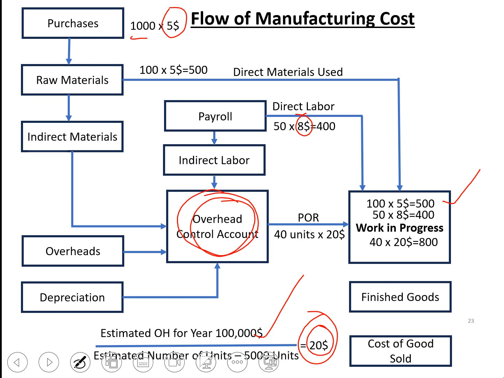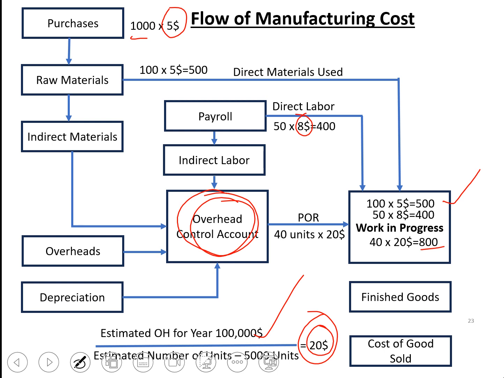So this is how the total cost will move to work in progress. First everything will go to overhead control account. So you will debit overhead control account and credit cash, for example. Then when we transfer this amount from overhead control account to work in progress, you will debit work in progress for this 800 and credit overhead control account for this 800. So now in overhead control account you have a debit for which we have actually paid.